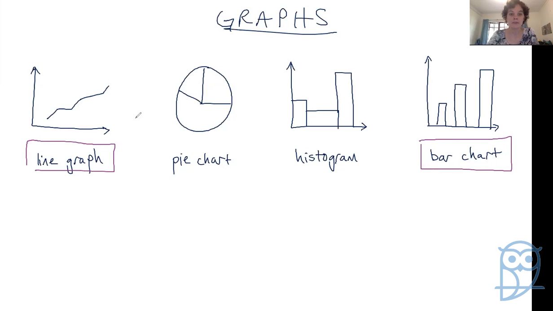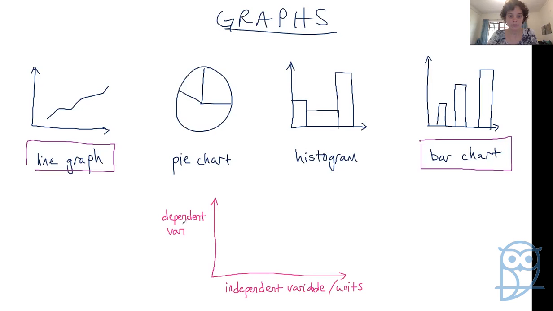Something to remember for all of these ones which have axes, the histogram as well includes on this one, is that we're always setting up with the same general pattern. We have our independent variable, with its units on our horizontal axis, and we have our dependent variable with its units on our vertical axis.